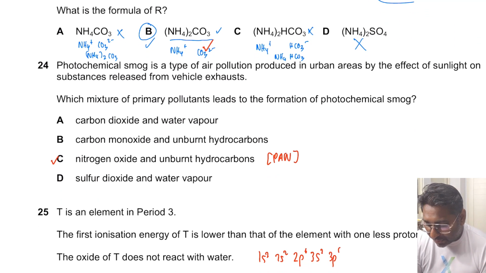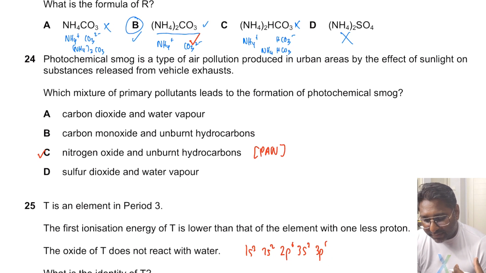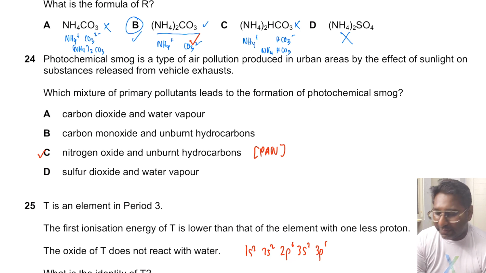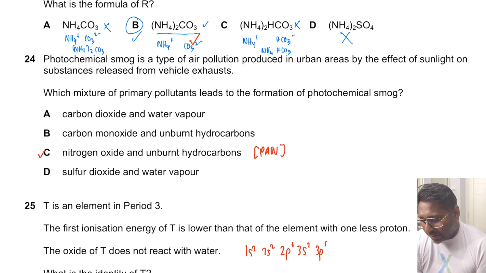Photochemical smog is a type of air pollution. This one is a newly added part in the syllabus. It's very new, so they even asked in the new paper. Photochemical smog is actually produced by PAN, the compound called PAN. What does this PAN basically contain?